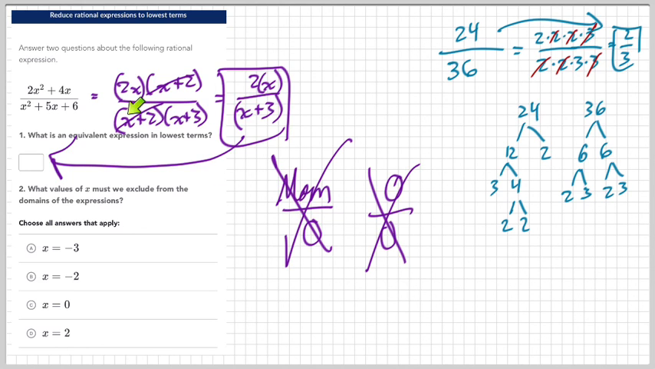So what x do we have to say this cannot be? -2. It's not allowed to be -2. So this is one of your excluded values. What can this x not be? -3. So this is one of your excluded values. And then you're done.